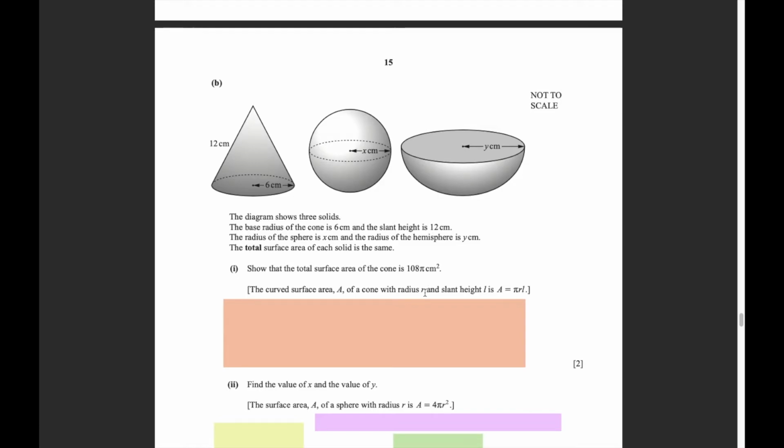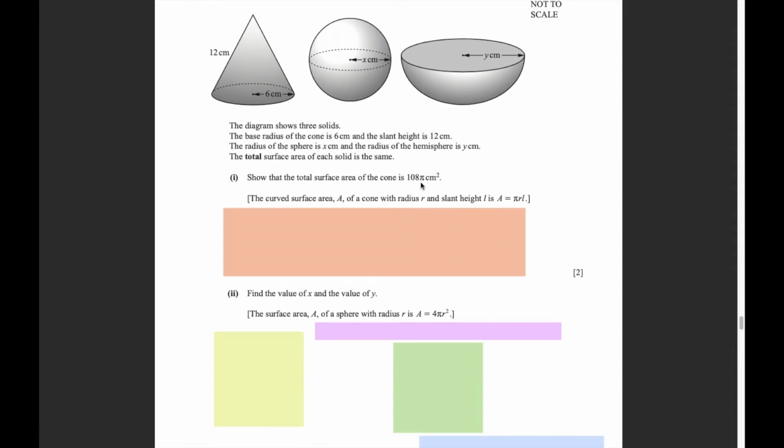Now, show that the total surface area of the cone is 108 pi centimeters squared. Now, even if you didn't figure out how to solve this, they already gave you the answer. So during an exam, you can move on and try to solve the other parts and then come back to this because you already have the correct answer. Now, we just have to prove it.